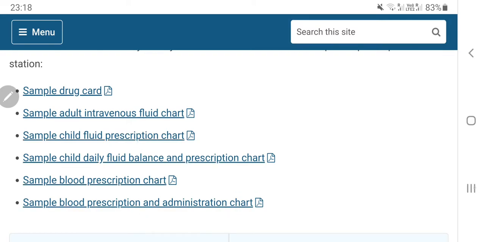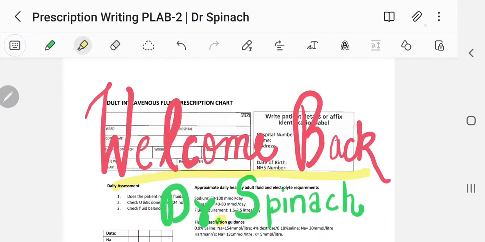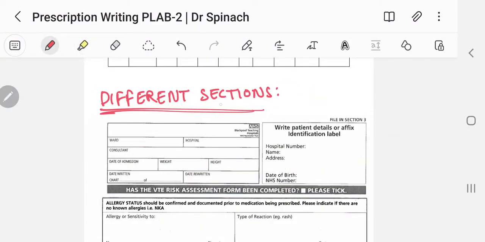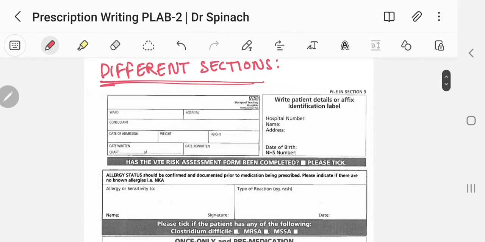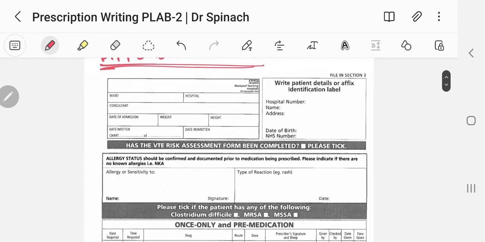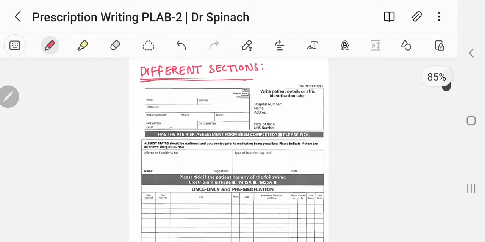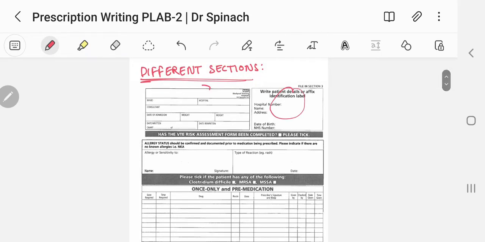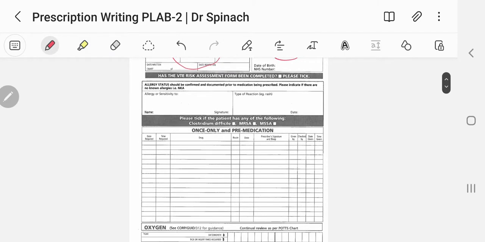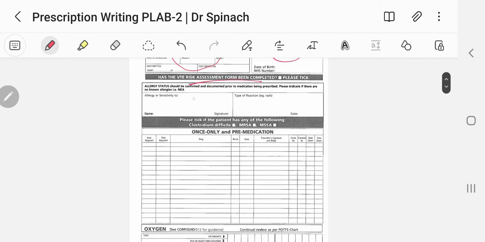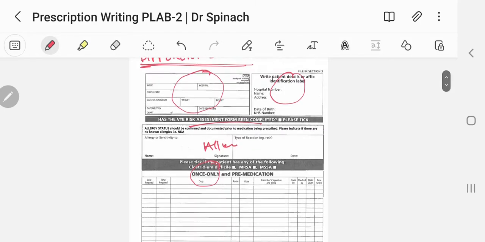Okay, now let's go back to our document here. Let's first go through different sections of the drug chart. So this is your sample drug chart. The first section that you can see is where you write the patient demographics, and here you write your hospital demographics. Now you can see this is the VTE assessment form, and here you write the allergies. These are the ones only pre-medication drugs.